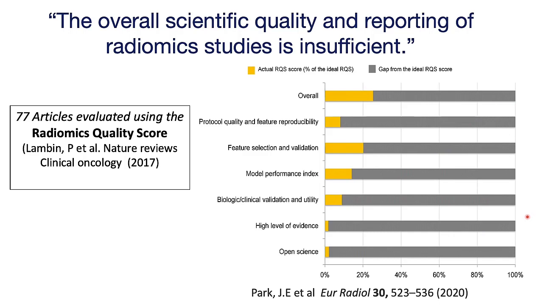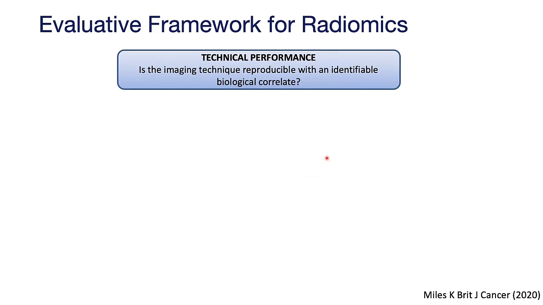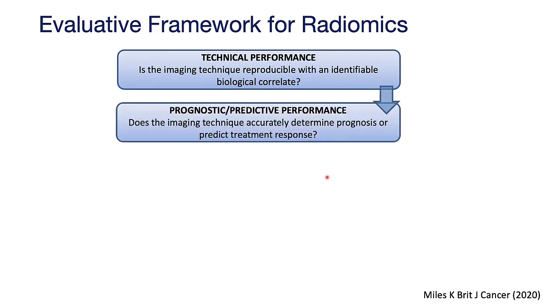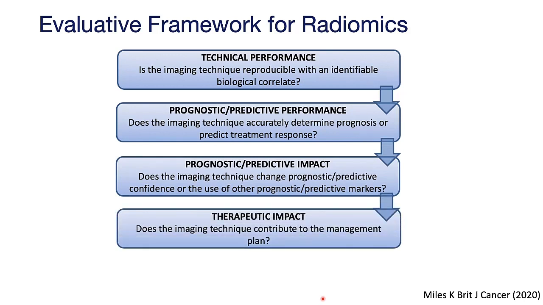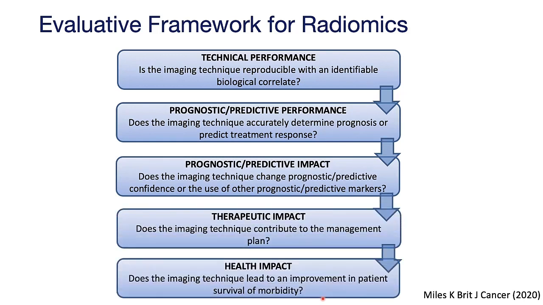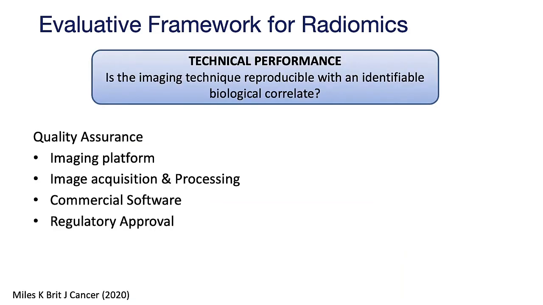And part of the problem is that there is no established way of evaluating radiomic studies, but we can envisage one that is conceptually similar to the way we currently evaluate diagnostic imaging studies. So we would start with technical performance. We would go through prognostic and predictive performance, prognostic and predictive impact, therapeutic impact, and health impact. And I shall go through each of these in a little bit more detail. So the first thing to consider is technical performance.